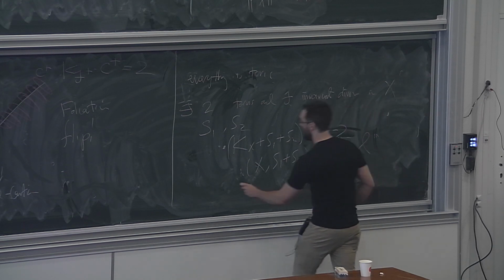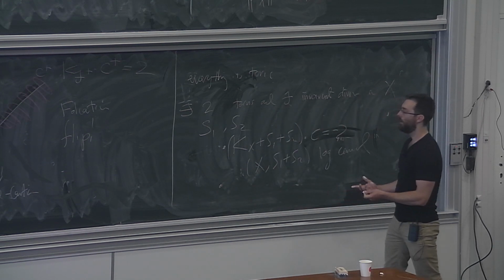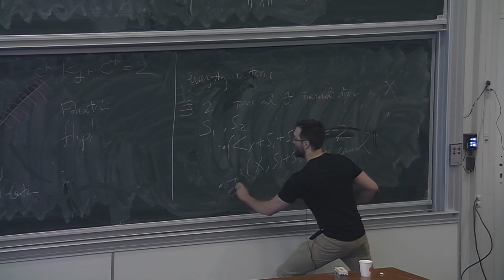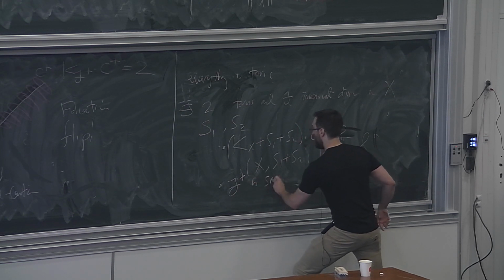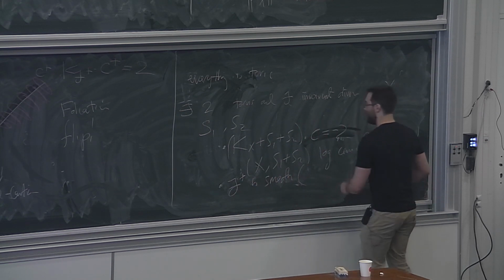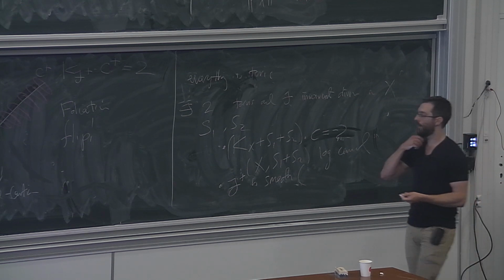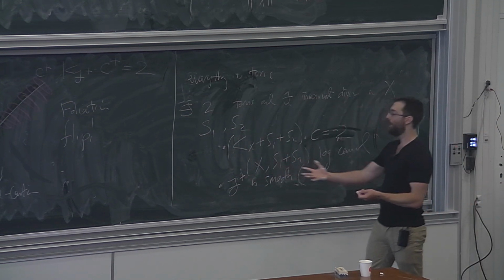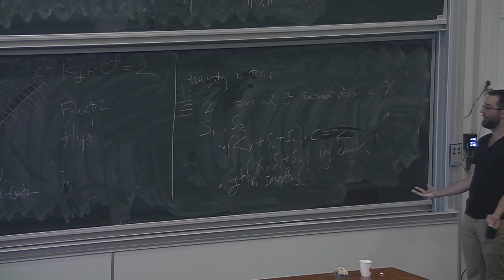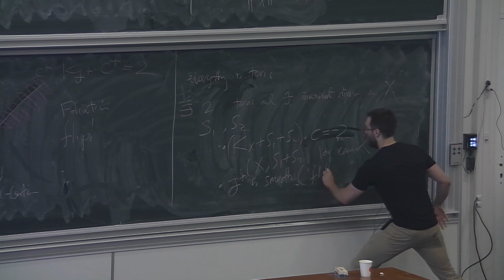The second remark is that F plus is smooth. So what I want you to think is that the flip improved the singularities of the foliation.